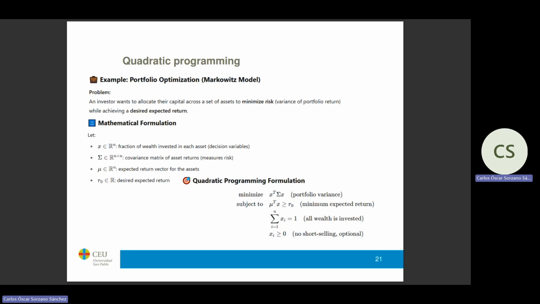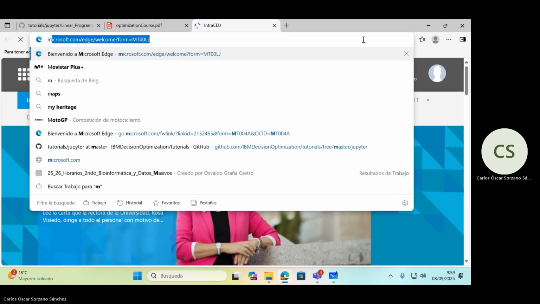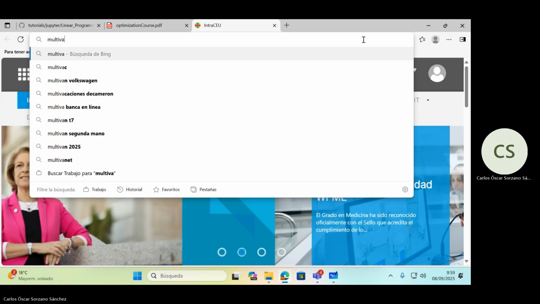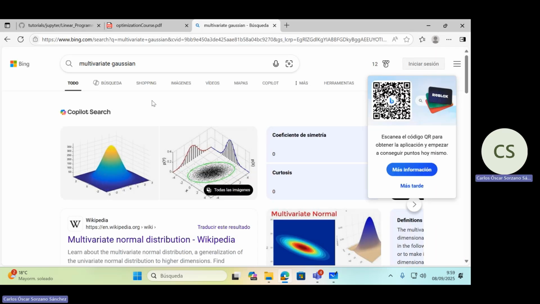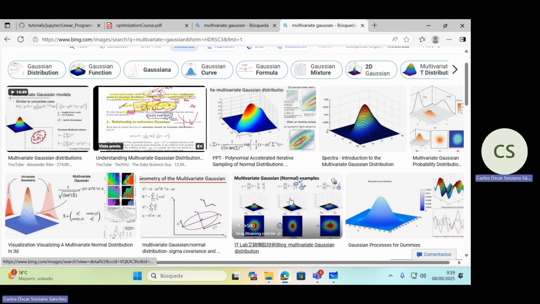Have you seen the multivariate Gaussian before? I think so, no? Multivariate Gaussian? No? Oh, wow. Okay. So let's first look for a picture. A multivariate Gaussian is something like this.